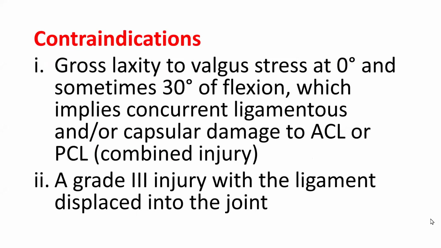Contraindication: gross laxity to valgus stress at 0 degrees and sometimes 30 degrees of flexion, which implies concurrent ligamentous and/or capsular damage to the ACL or PCL, a combined injury. I've repeatedly told you, in full extension, the PCL and the ACL are tight. When you get a rupture of the MCL, but these are intact, you won't get any opening. But if you find valgus instability and its opening, then it tells you that the ACL and the PCL are torn together with the medial collateral ligament. A grade 3 injury with the ligament displaced into the joint is also an indication for surgery.